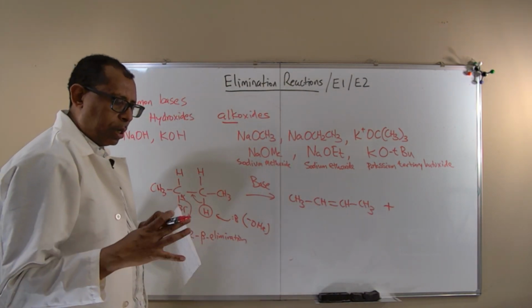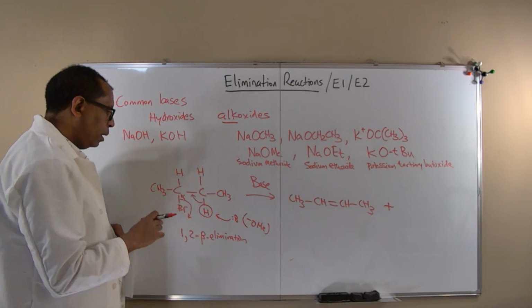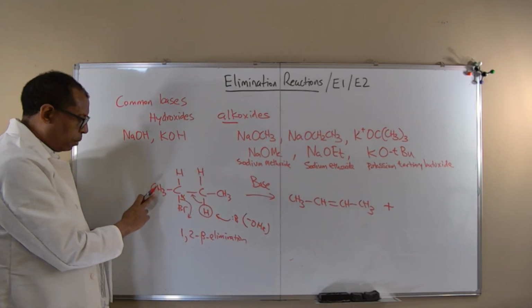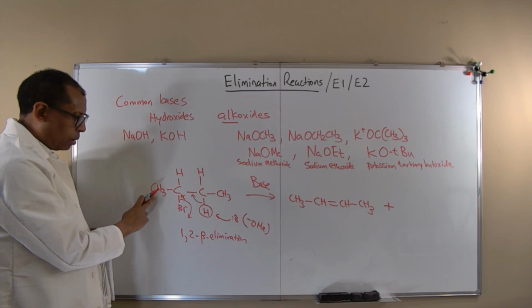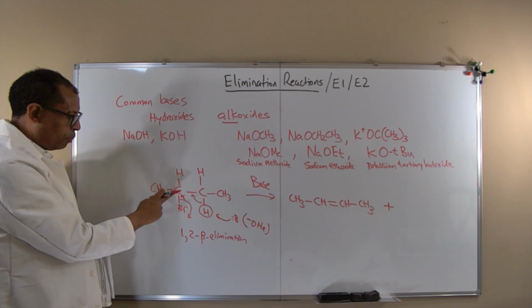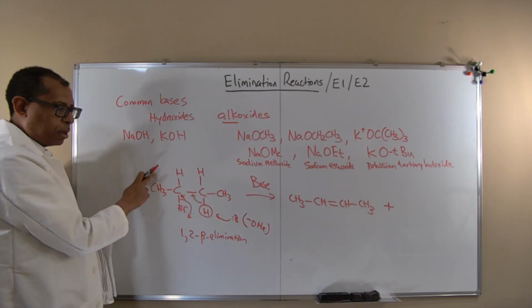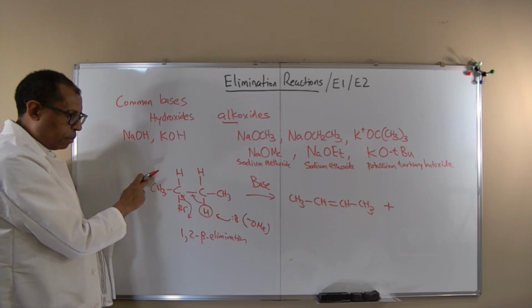So there is regioselectivity and stereoselectivity. We'll come to that one. But I have also a beta carbon here. This is also a beta carbon because this is one position, this is two position. So there is also a possibility the base can abstract one of the hydrogens from here.